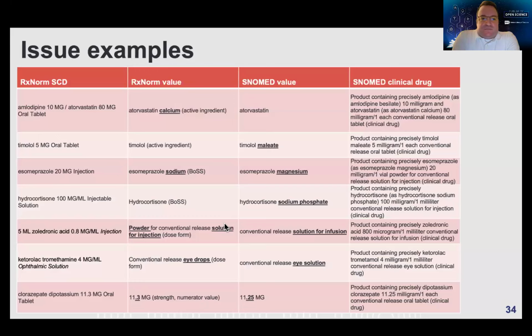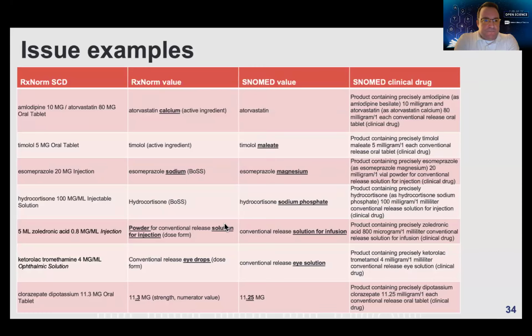So this might be a little small to see, but here are 7 issue examples I've selected from the RxNorm to SNOMED CT assertions, preventing equivalences. On the very left-hand side, you'll see the RxNorm semantic clinical drug, and on the very right-hand side is the SNOMED CT clinical drug RxNorm asserts to. The first 4 issues have to do with ingredient differences.